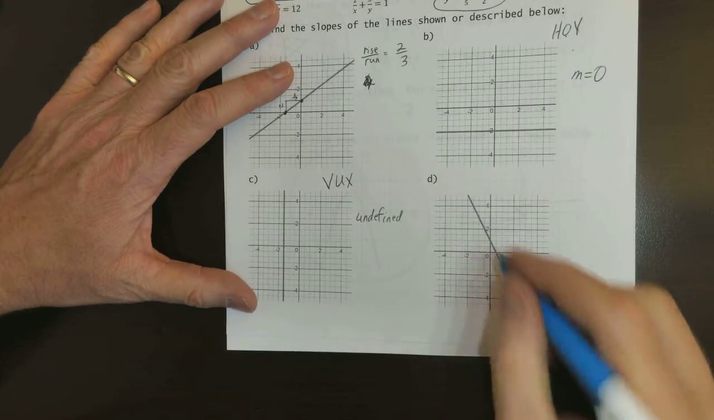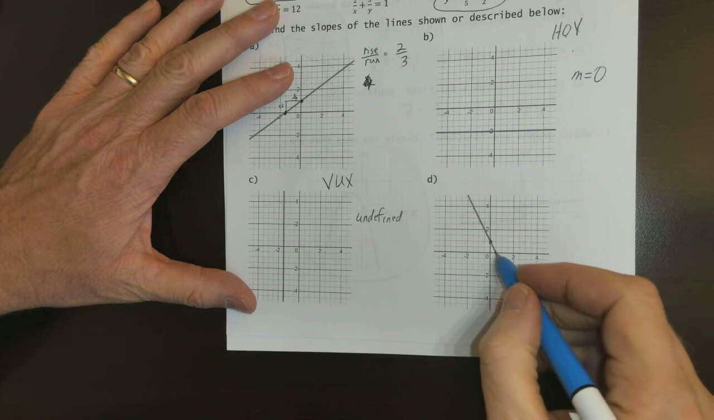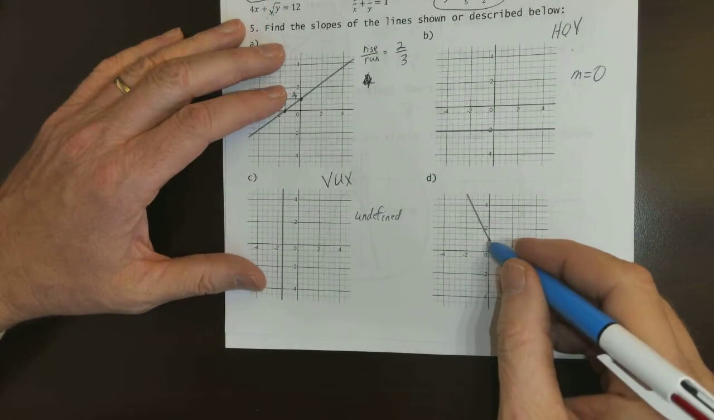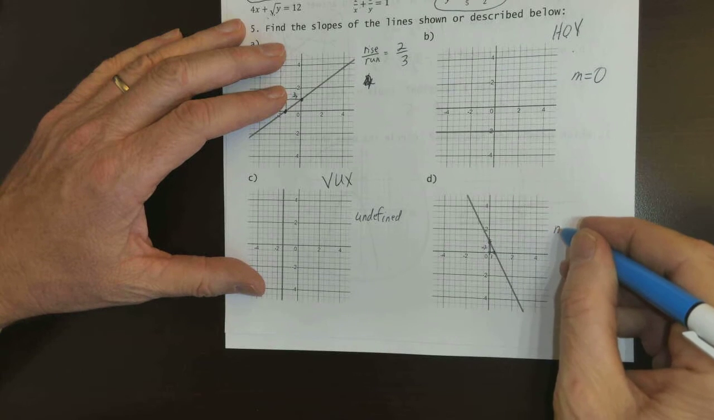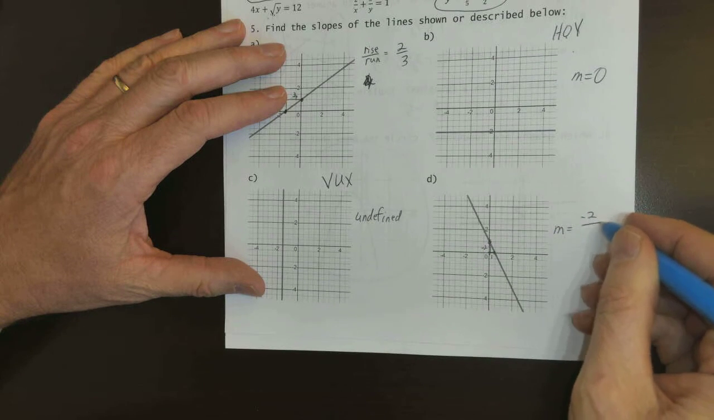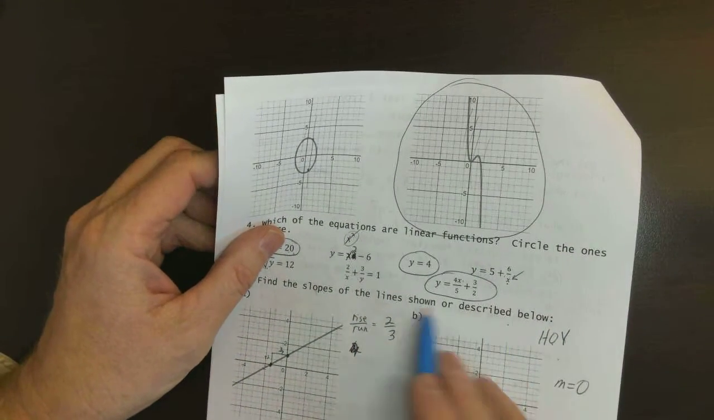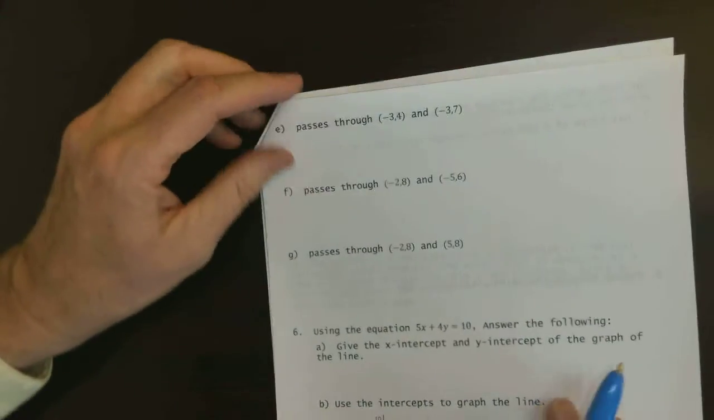This one, you just have to find 2 points. I'm finding the intercepts are pretty nicely placed on these two. There might be ones that are not so easy to see, but I'm going to go down 2 and right 1. The rise is -2. The run is 1. I'll just write that as m equals -2. Now, my directions, find the slopes of the lines shown. We showed 4 lines. We have 3 of them here described.